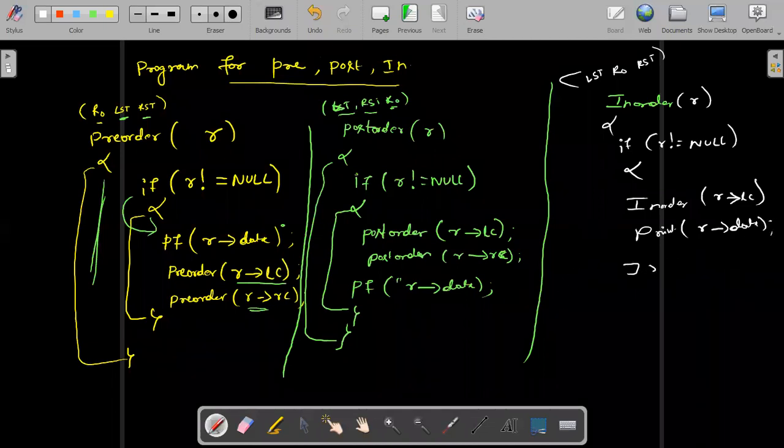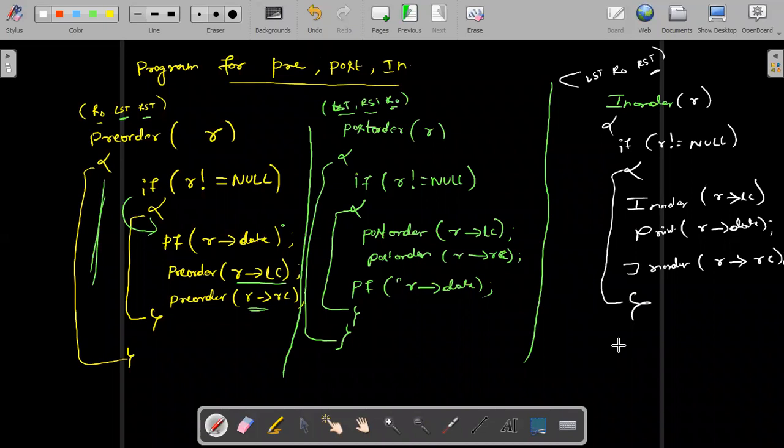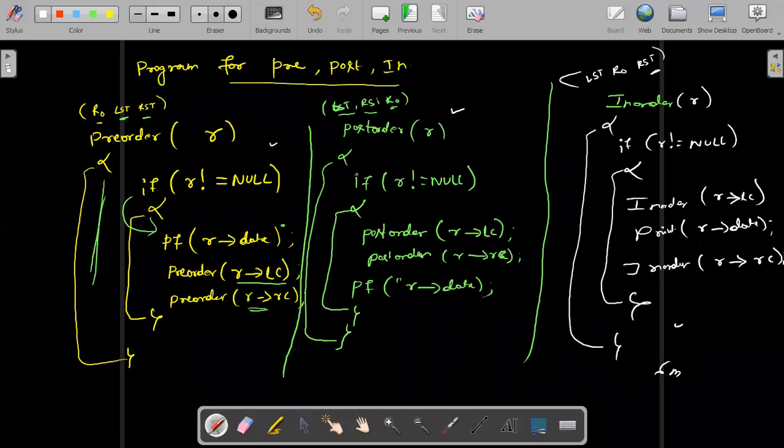After that, in order, R right, which is exactly the right subtree. So close this one. I think it's over. This is the program. Maybe they will ask this one or this one. We don't know exactly, but you will get 6 marks or 4 marks. So these are very, very important things you need to understand about pre-order, post-order, and in-order.